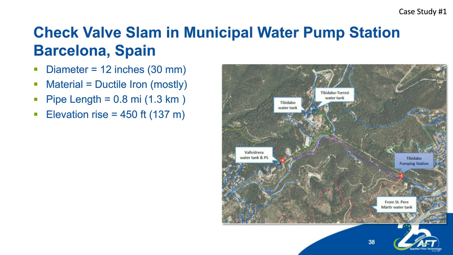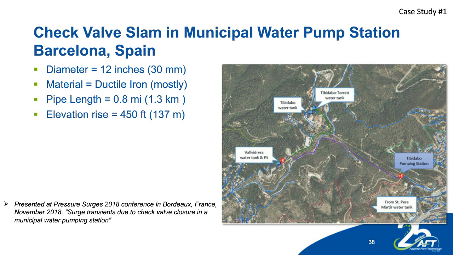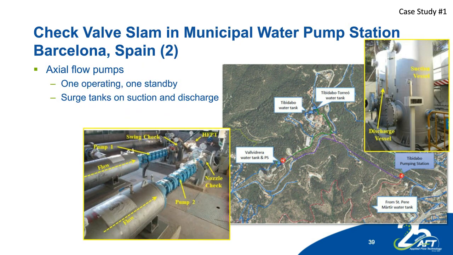I'm not going to go through all of these just for time limitations, but I'll tell you this first case study here is the municipal water pump station in Barcelona, Spain. It's a pipeline that's 0.8 miles long, 1.3 kilometers, elevation rise 450 feet, 137 meters. The pipe is a 12-inch, 30-millimeter pipe. And this was documented in a technical paper last year in 2018 in Bordeaux, France. You can download that on the internet, and also you can read some of this on the slide deck here.